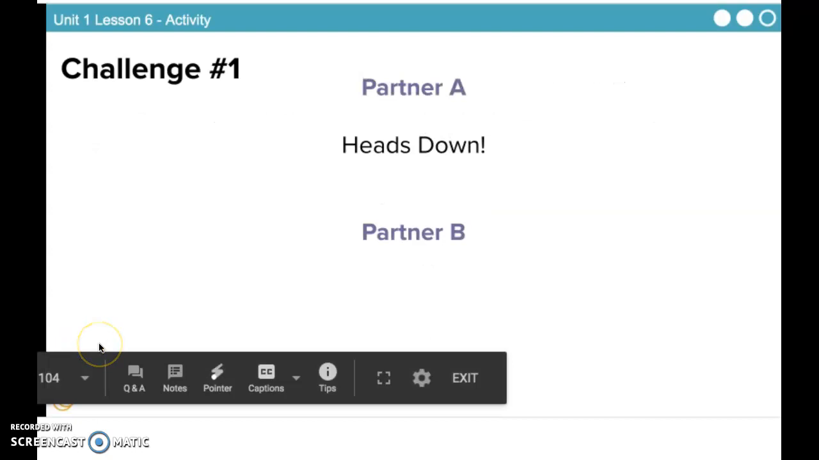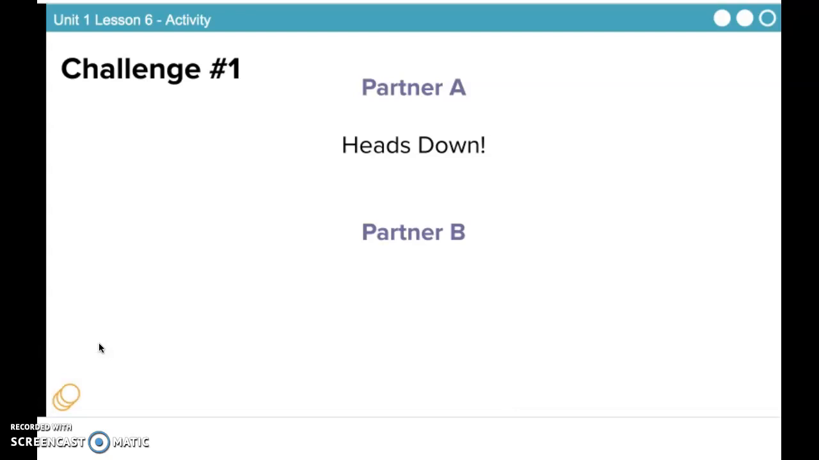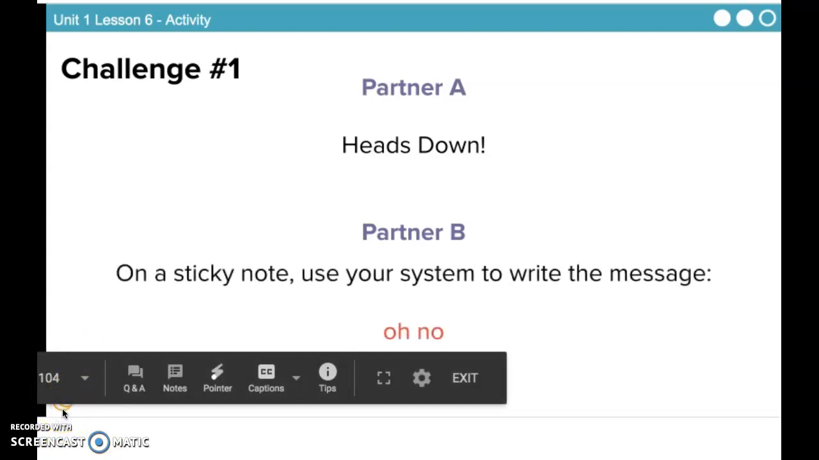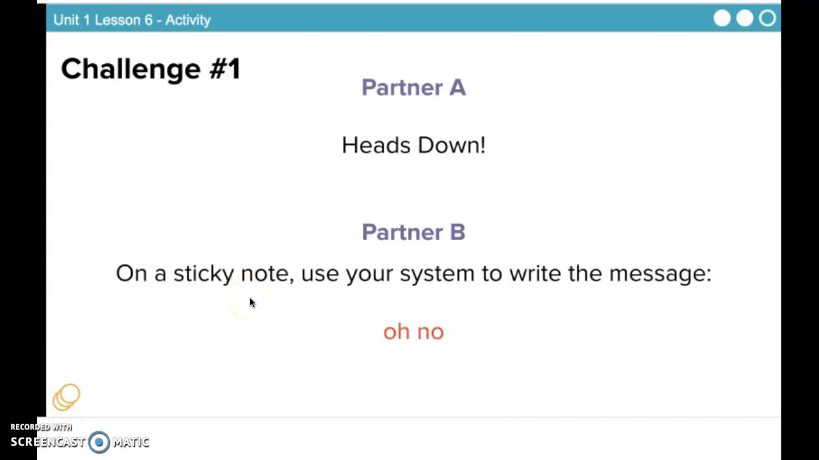Partner A, you should have your system created and have taken some time to create your system, and partner A needs to put their head down and look away from the screen right now, and partner B needs to make sure that partner A is doing this. Okay, so look away from the screen, don't cheat. And now partner B, you need to be looking at the screen, and on a sticky note you need to use your system to write the following message that you're seeing. Partner A, do not look at the screen. You're supposed to still be looking away.